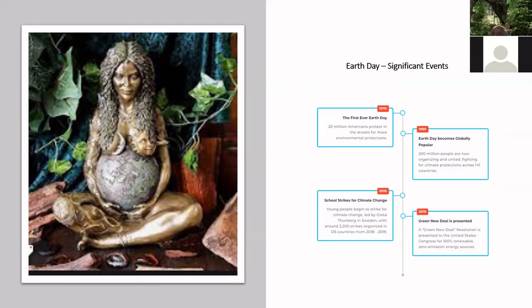Between 1990 and 1999, the movement gained force and, like I was saying, expanded internationally to the point where over 200 million people in 141 countries were involved in environmental issues on the world stage. Earth Day activities in 1990 gave a huge boost to recycling efforts worldwide and helped pave the way for the 1992 UN Earth Summit in Rio de Janeiro.